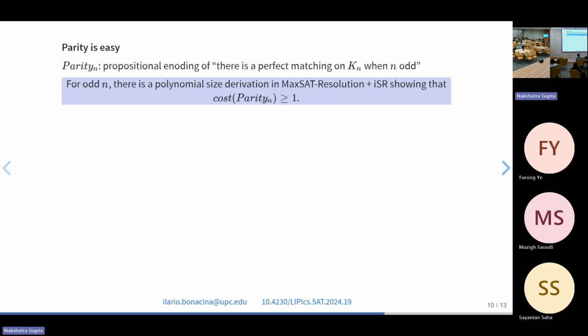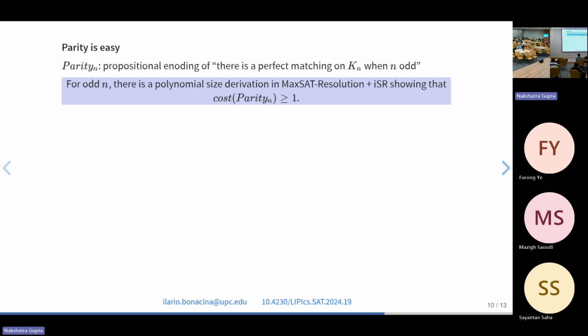So, okay, parity. Parity is another example. Parity is a propositional coding of a complete graph with n odd that has a perfect matching, which is of course not possible. So the other result is saying that we can also certify in MaxSAT resolution plus ISR that the cost is at least 1, that this is unsatisfiable.